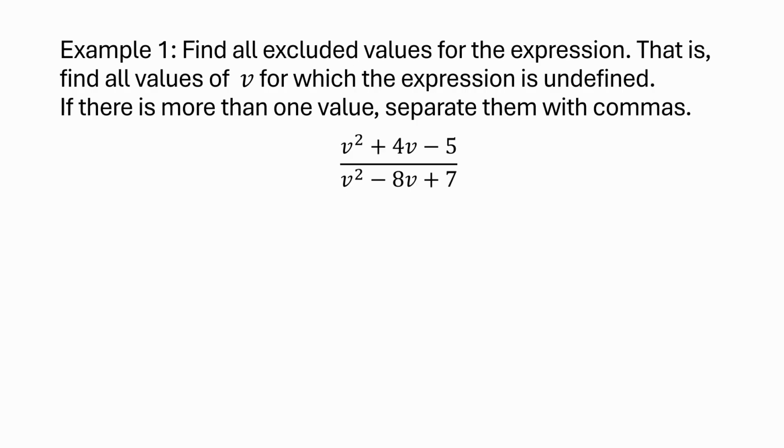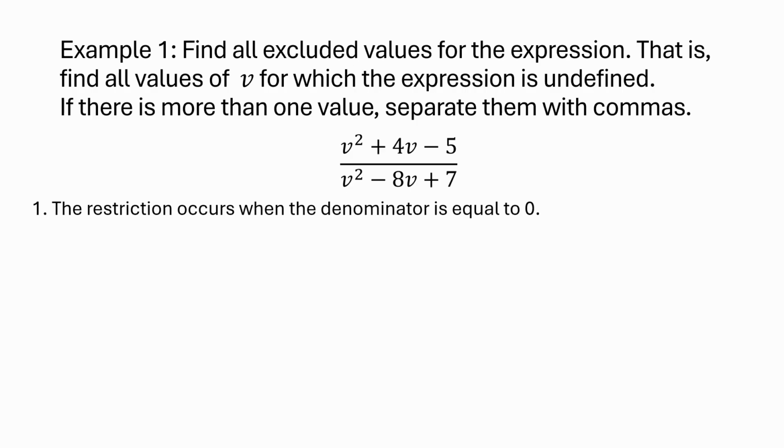I have v squared plus 4v minus 5 in the numerator, and in the denominator I have v squared minus 8v plus 7. The restriction occurs when the denominator is equal to 0. That means the expression is undefined when the denominator is 0. So the goal is to find what values of v will cause the denominator to equal 0. We are going to set the denominator equal to 0, so we have v squared minus 8v plus 7 equals 0.